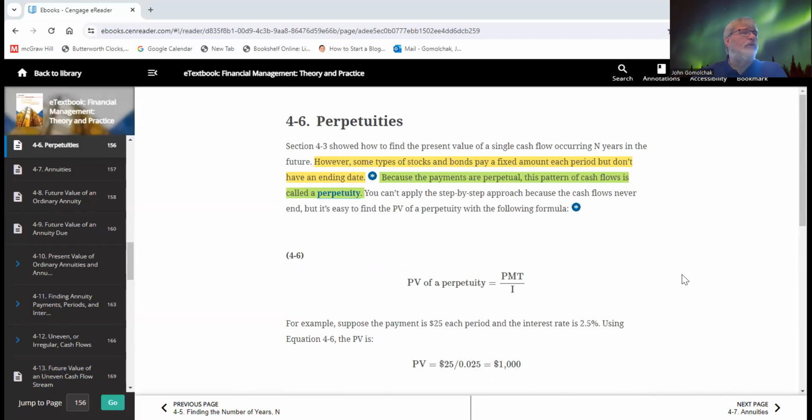All right. Perpetuities. Some types of stocks and bonds pay a fixed amount each period, but don't have an ending date. Because payments are perpetual, this pattern of cash flows is called a perpetuity. You can't apply the step-by-step approach because the cash flows never end. But like I said, at some point in the future the number that you're calculating becomes very minimal. The present value of a perpetuity is the payment over I. This is a very simple formula, and this is what we use for the valuation of a perpetuity.